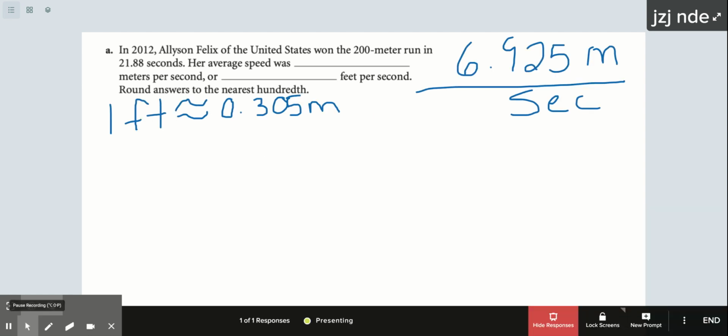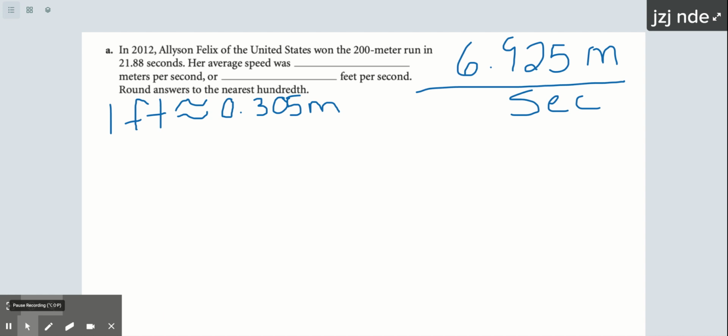Okay, so now let's take a look at the second part, which asks us how much that is in feet per second. I went ahead and put my answer in the corner from the previous one, so it was easier to read. And on that paper, there was a conversion factor up a little bit higher. So I just wrote it down for us that 1 foot is about 0.305 meters. So we can use that.